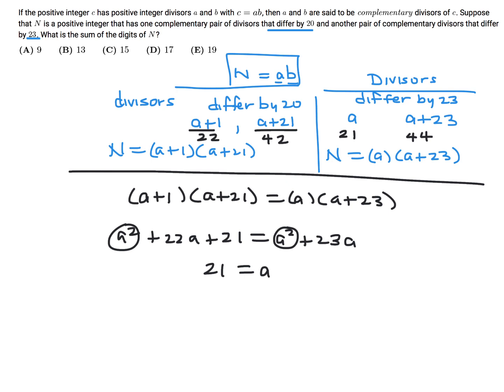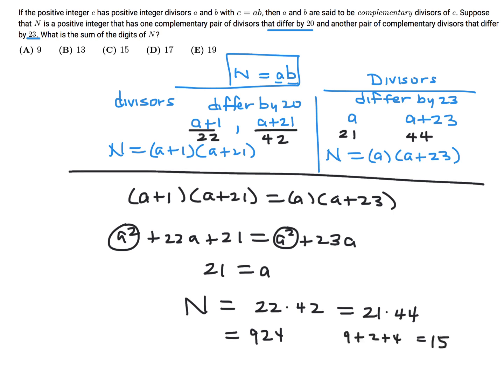Okay, and what are they asking for? The sum of the digits of n. Okay, so n is, well, it's either 22 times 42, or it's 21 times 44. And fortunately, both of them equal 924. And therefore, the sum of the digits of that would be 9 plus 2 plus 4, which is 15, I believe. And that would be answer choice C.